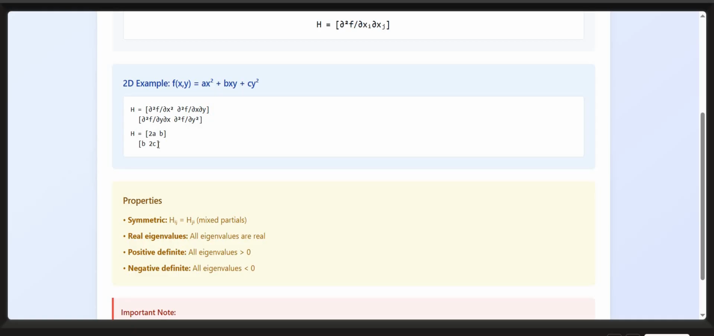And notice something important here: it is symmetric. That is, the value in the upper right corner and the bottom left corner are the same. That's because the mixed partial derivatives are equal, assuming the function is smooth enough. Now let's talk about a few properties.